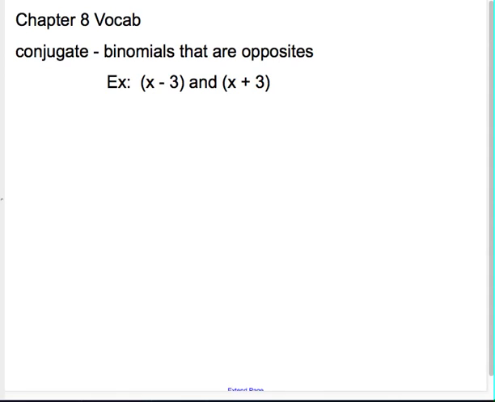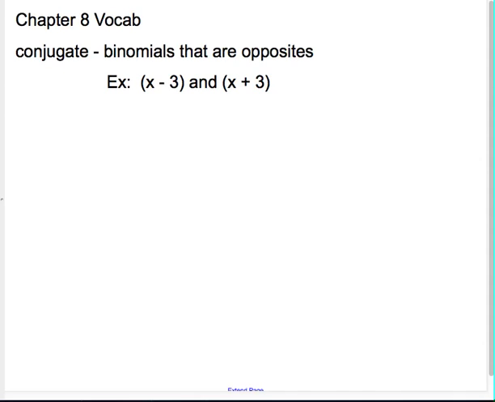So we're on the last lesson of the unit, 8.4, and it's multiplying special cases. We have a new vocab term today, and the term is conjugate. These are binomials that are opposites. As you see, the example is x minus 3 and x plus 3.